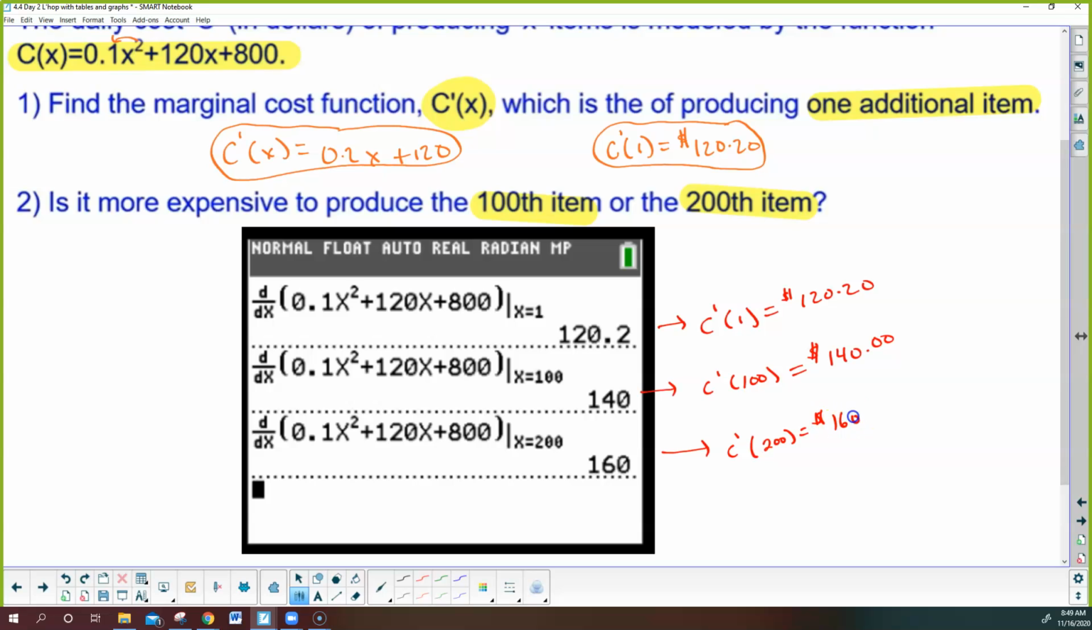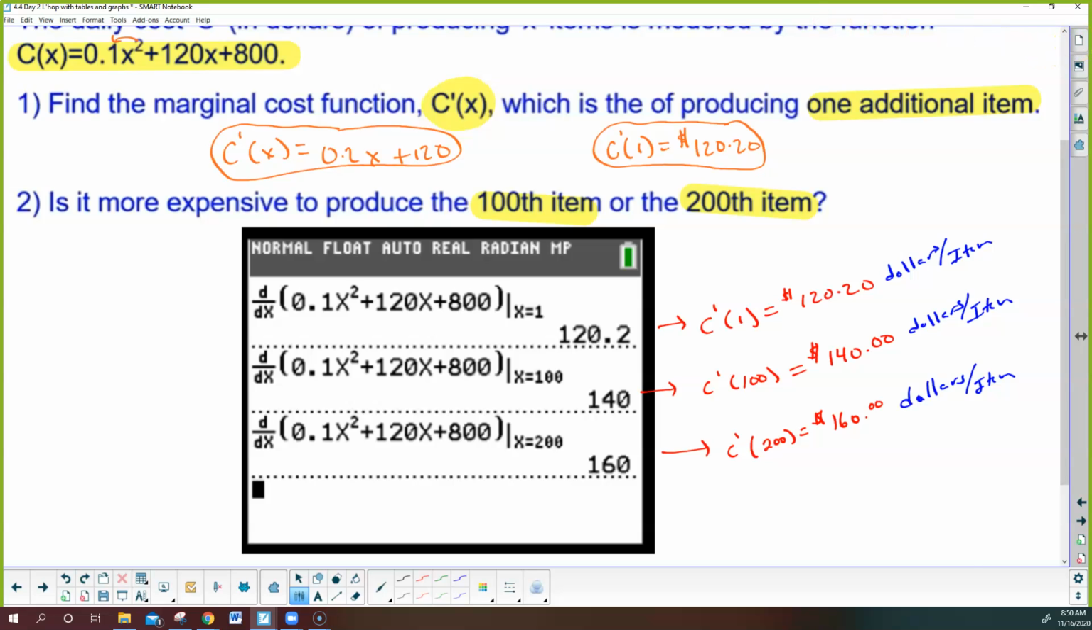Remember what we just found. We found the derivative, which is the change in cost per item. So the units are dollars per item. If you're creating one additional, it costs 120. If you're creating 100 additional pieces, it's going to cost a little more. Dollars per item. And it's always important to think about the units after you take the derivative. It's your change in y's over the change in x's.